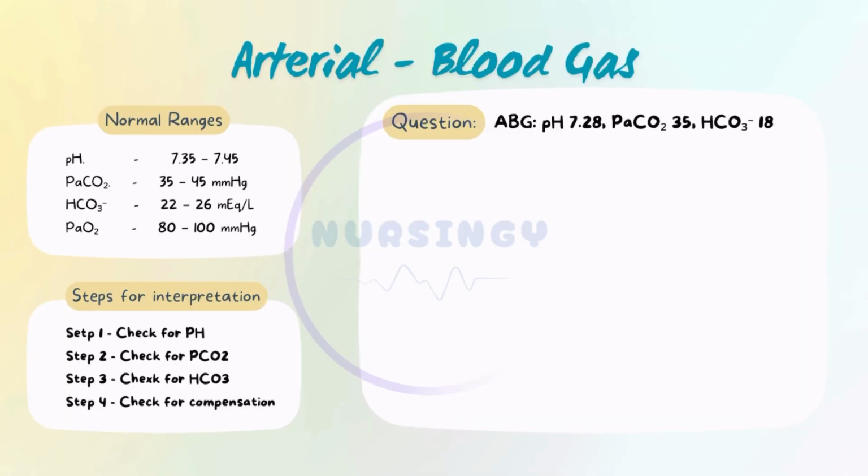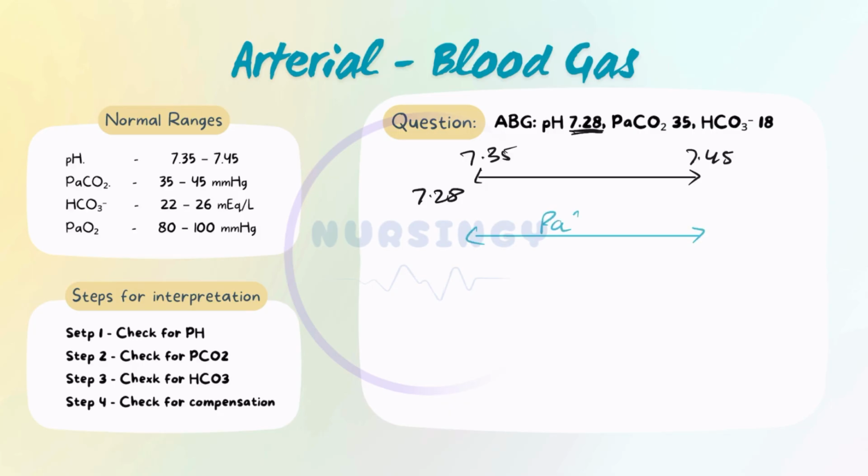So in this one again we are going to do the same thing. We are going to make 3 lines. The first one is for pH, and always put the normal values, 7.35 to 7.45, and the patient is coming with 7.28. So that is acidic because it's less than 7.35. Next, the second step, we will check PaCO₂. In PaCO₂, the normal level is 35 to 45. Now the patient is coming with 35, so that is within the normal range. So we haven't found respiratory acidosis.